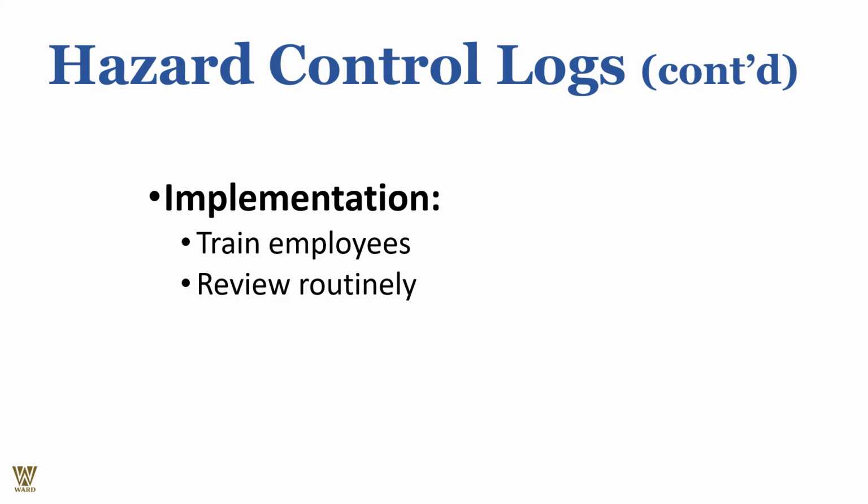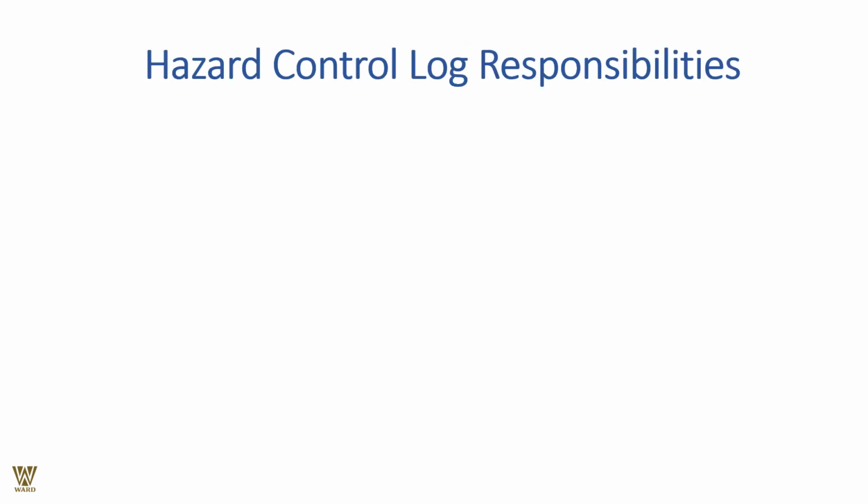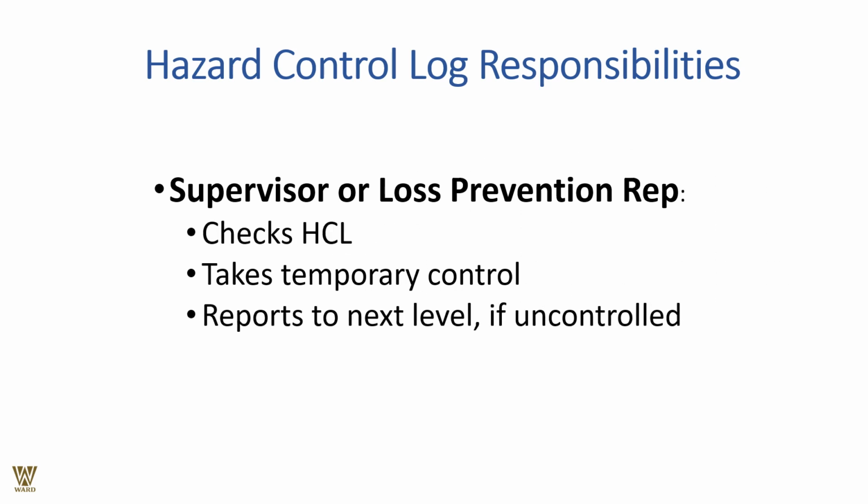Yes, we are talking about training employees. We are talking about regular reviews. We are talking about maintaining the file for at least a year. Now, HCL responsibility: the person responsible for the hazard control log should be designated in writing. The person who performs these functions must be trained on the agency's chain of command, as they possess the knowledge necessary to control the situation as per agency standards, and must follow up on all hazard reports as and when they arise.